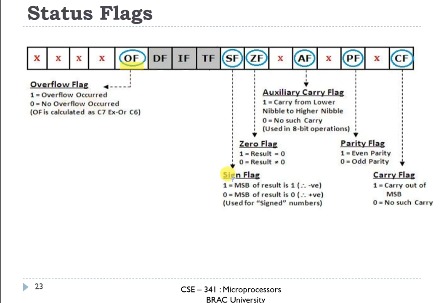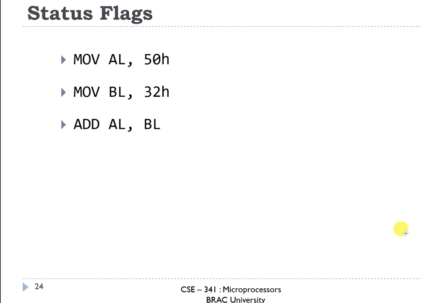Here are a few descriptions of each of the flags. Using a small assembly language, we are going to demonstrate the status flags. Let's say we want to add two numbers given in hexadecimal, 50H and 32H, which are both in the AL and BL registers respectively. We are going to add the two numbers and store the result in AL, as it is the destination register in this case, whereas the BL is the source register.